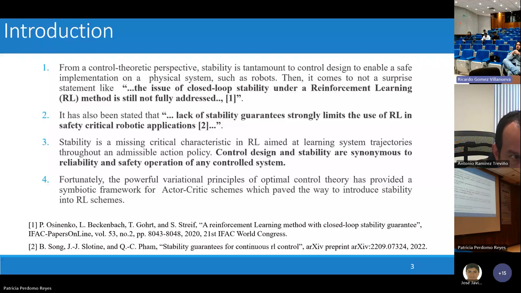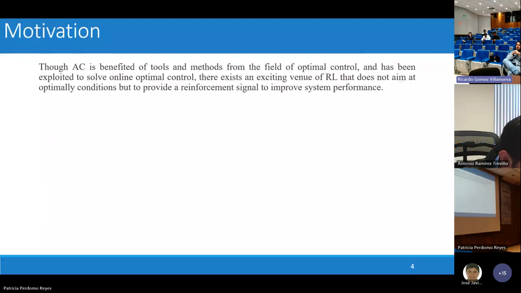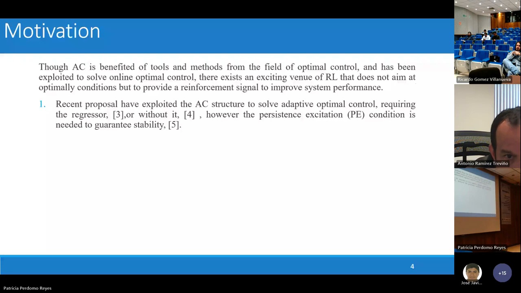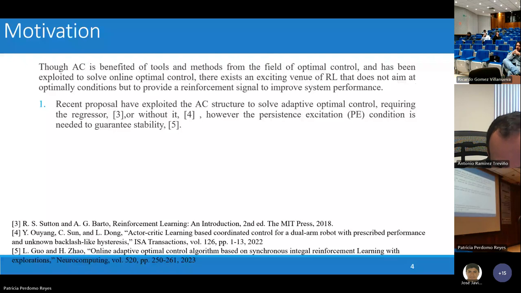Fortunately, from optimal control theory emerged the actor critic scheme that has paved the way to introduce stability in reinforcement learning. Then, although the actor critic has been used to attack optimal control problems, there are exciting venues that do not aim to optimality condition, but to provide a reinforcement signal to improve the system performance. Recently, actor critic schemes have been used for optimal control using the regressor or regressor tree. However, there still remains the problem of the persistent excitation condition that is needed to guarantee the stability. Then the price to pay in optimal control is that basically the structure of the controller or the input is given. While in actor critic not optimal, we can design this controller.